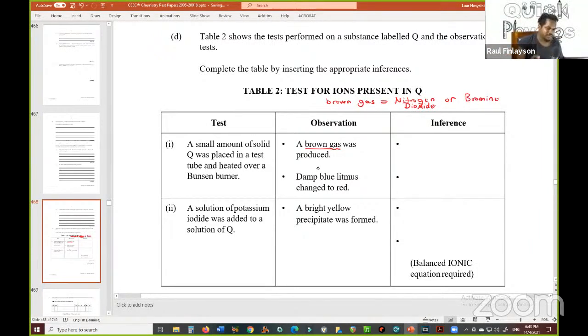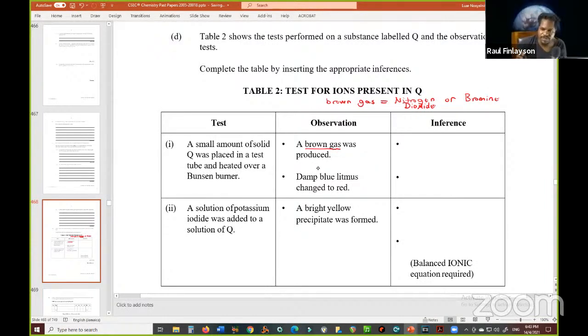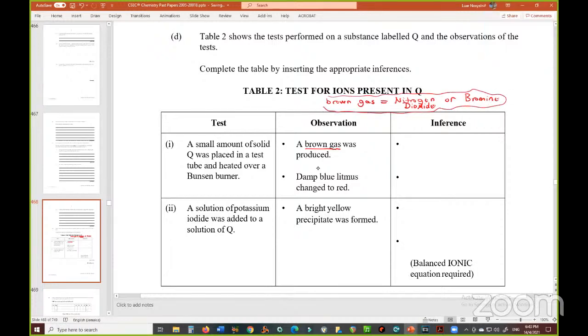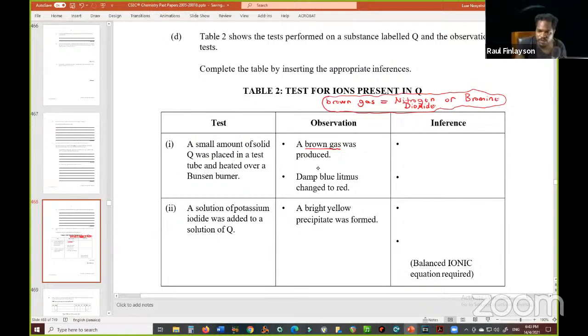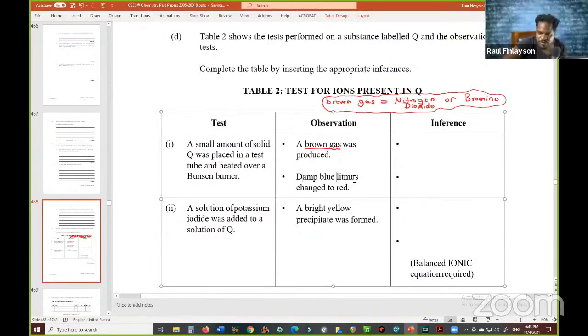All right, so these two are the common red-brown gases in chemistry at CXC level. Everybody get that? Everybody heard that? Yes, sir. Now, how can we know which gas it is between bromine and nitrogen dioxide? If both of them are brown, how can we know which one? The next observation is that damp blue litmus paper changes to red.